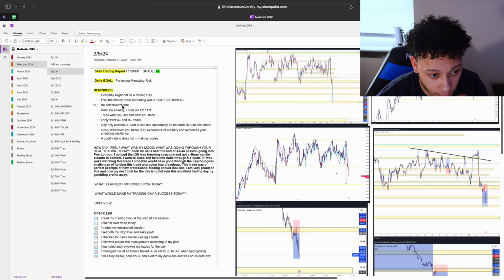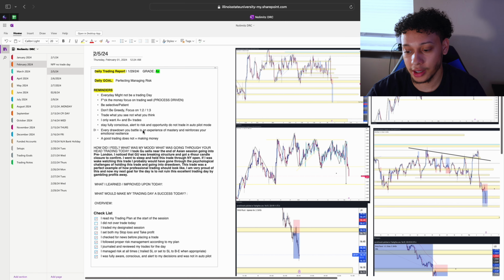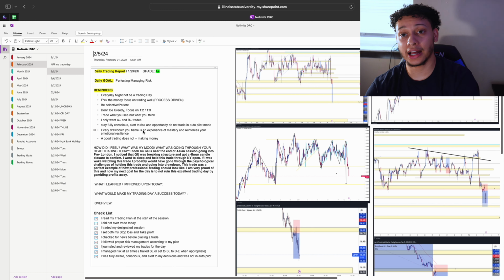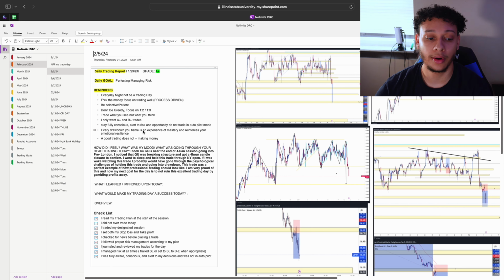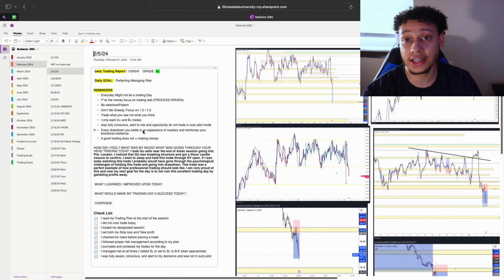You know, trade what you see, not what you think. You might have an analysis, right? But your analysis does not matter unless the market gives you evidence that that analysis is lining up. So you can have a pre-market analysis. You can have an idea of what you want the market to do, but that doesn't mean that's actually going to happen until the market gives you evidence that it is happening.